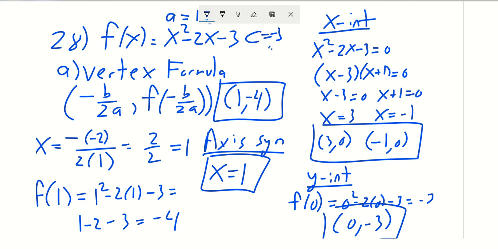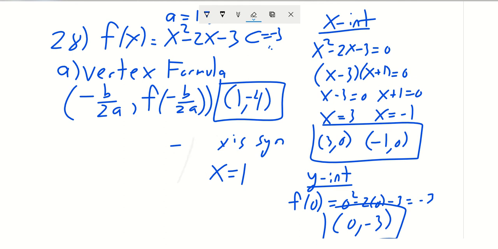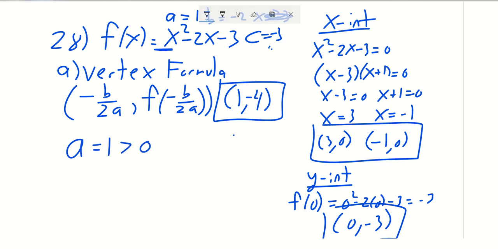And then once again, they ask us about the max or min value. So let's go ahead and take a look at what we have here. We've already found our vertex, which we know in a parabola is going to be the location of that max and min value. But to determine what we have, we need to look at the leading coefficient. The leading coefficient here is a, which is 1, which is greater than 0, which means that this parabola is going to open up.